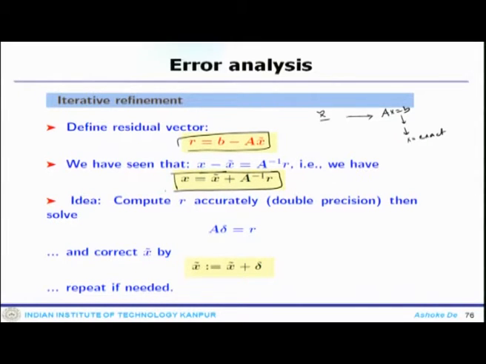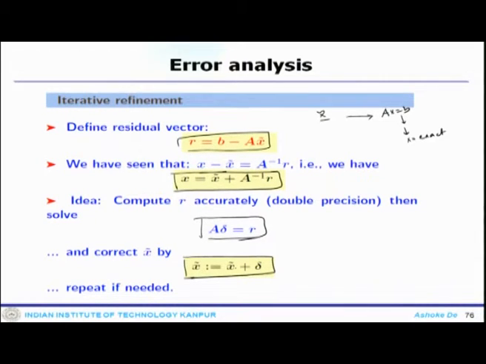Now, what is the idea? The idea behind this process is that you compute R accurately, that means precision-wise accuracy, then you solve for A delta equals R. So, if R tends to 0, then delta should approach towards the solution, and the correct x bar is x tilde plus delta.